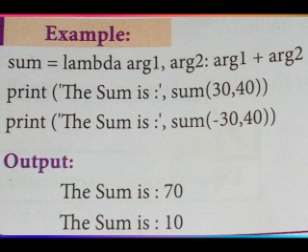This function is called. So this 30 will be assigned to argument 1, 40 will be assigned to argument 2. So 30 plus 40, what is the answer? 70. Then sum has the answer 70. First print, the sum is 70. The next one, the sum is sum of minus 30, 40. Argument 1 gets the value minus 30, argument 2 gets the value 40. Then the expression is argument 1 plus argument 2. So minus 30 plus 40 means 10. The sum has the value 10.